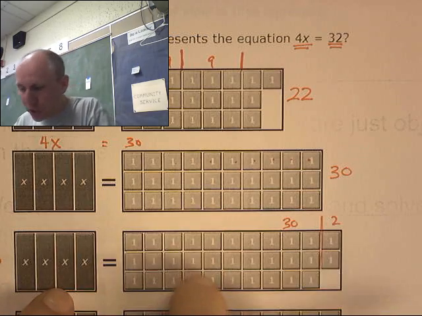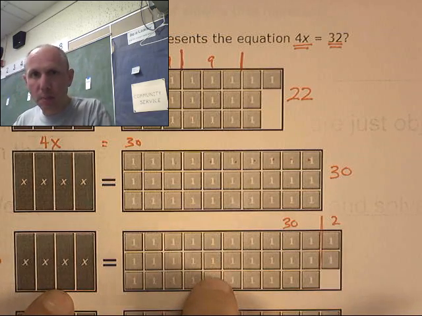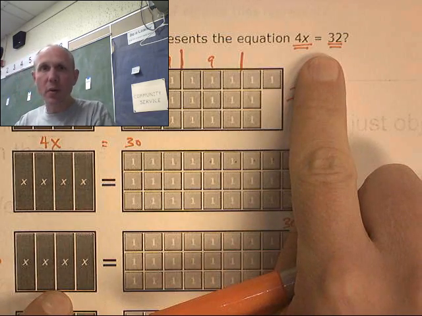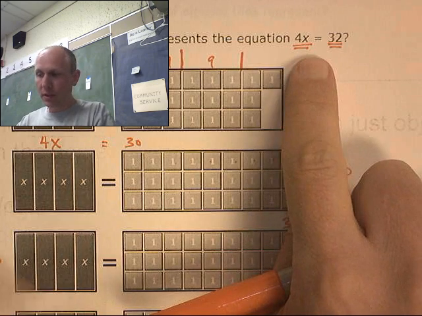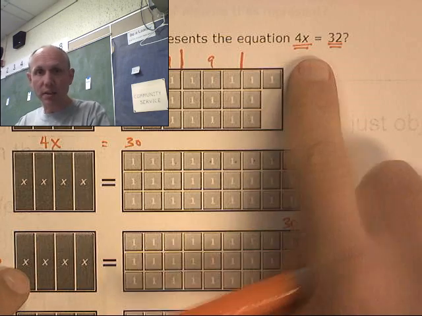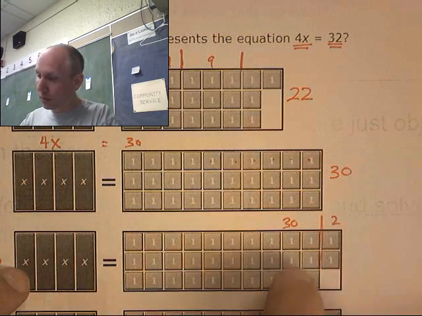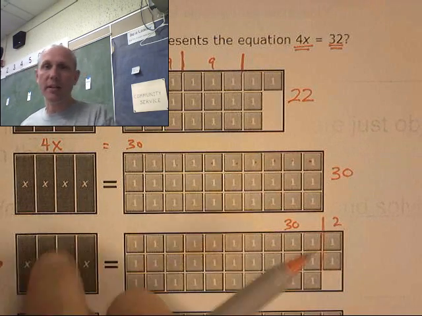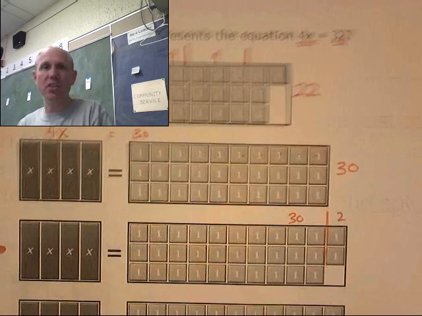This is how we can visually model this equation. I would have these blocks that are x's. I put 4x blocks on this side, and I put 32 one blocks on that side. Big blocks, little blocks. It's just a scale.